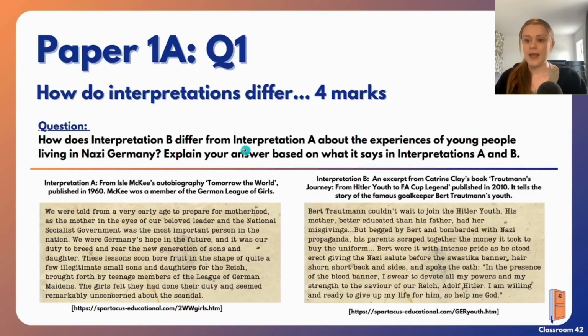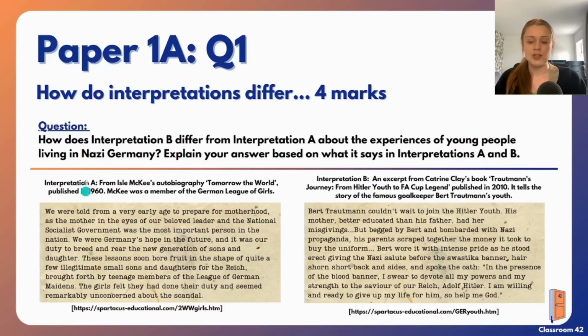So you can see here in this question, our topic or theme is the experiences of young people living in Nazi Germany. So that is what our focus is for questions 1, 2 and 3 for this section. And we'll be looking at these 2 specific interpretations for questions 1, 2 and 3 again.